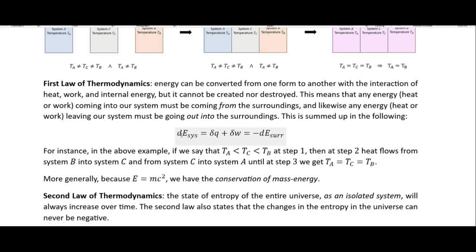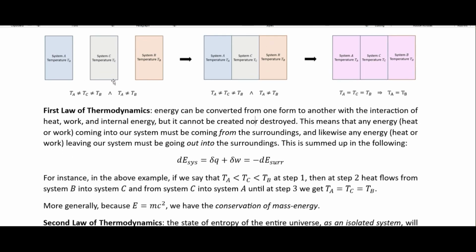So we have some differential change in the energy of the system that's going to be equal to some differential change in the heat or the work, and this is equal to the negative differential of the energy in the surroundings. So this negative here is telling us that if we have energy going into the system, it must be coming from the surroundings, or similarly, if we have energy going out of the system, it must be going into the surroundings. So for instance, in this example above, if we say that we have this that's colder than this, we put them together, they will exchange heat until they come out to the same temperature as each other.